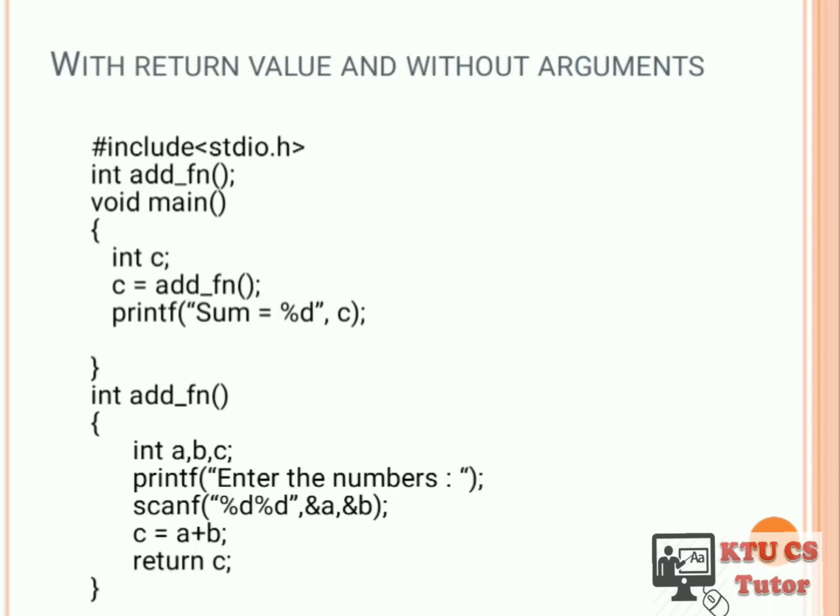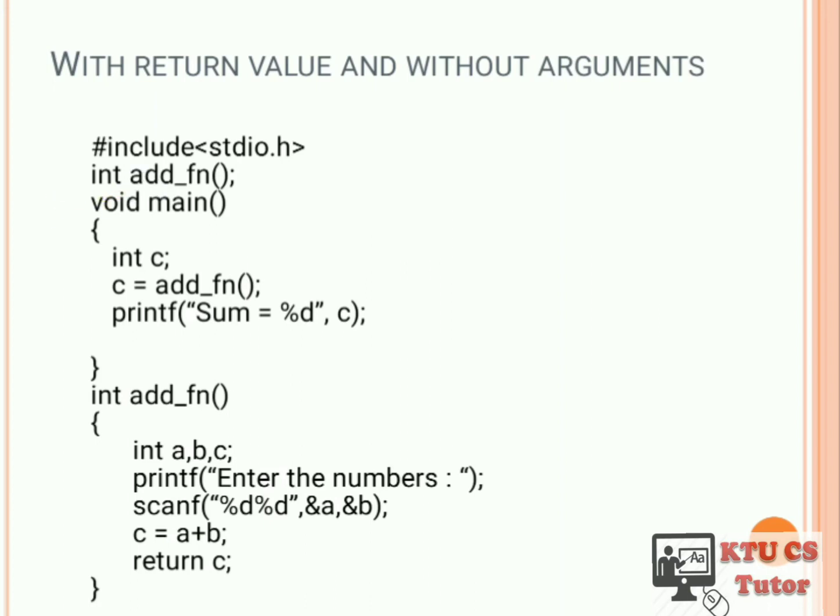And the third one is with return value and without arguments. Without arguments means we are not passing any values from the main function to the function. That means there is no need to read the values inside the main function. They should be read in the function itself, right? And after getting the sum, that sum should be returned to the main function, and in the main function itself that sum should be printed. So here we are having a return value.